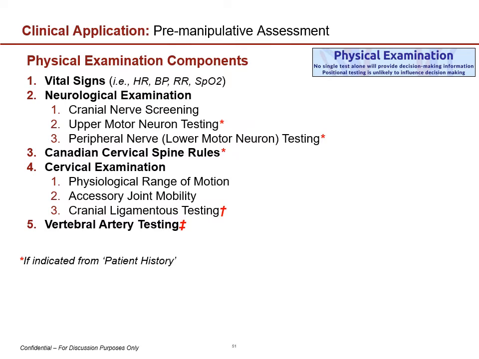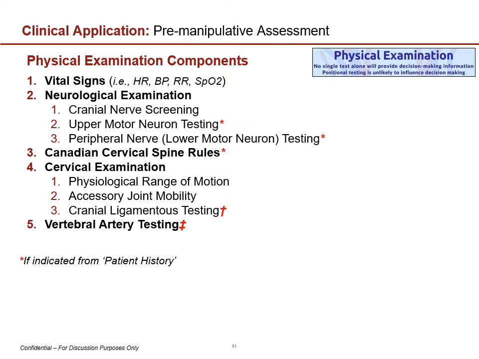Neurological examination: cranial nerve screening should be performed in all cases. Your upper motor neuron testing would be appropriate based upon the patient's history and or what they've told you in their subjective examination. The same with the peripheral nerves. As a reference point, in the lumbar spine evaluation lecture for the Stanford Residency, we provided 9 different conditions or scenarios in which peripheral nerve and lower motor neuron testing would be appropriate. It doesn't need to be on every patient. Canadian cervical spine rules would be appropriate if there is a history of trauma.